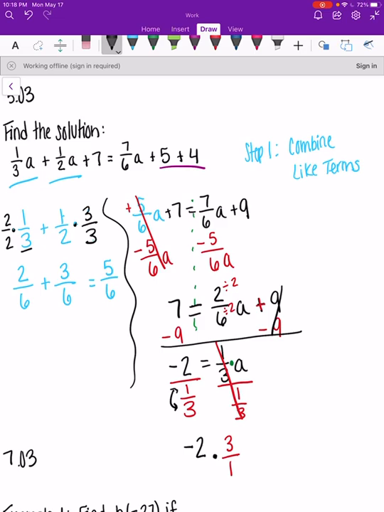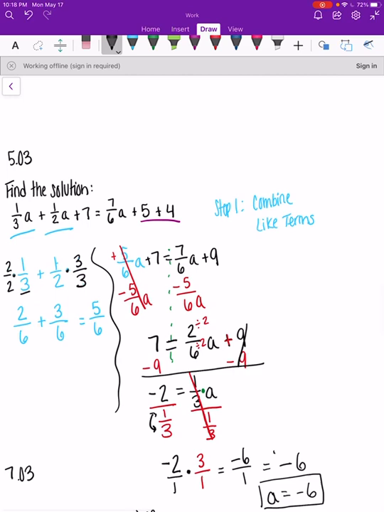So now I just need to multiply these two numbers together. So I'm going to put 2 over 1 to make it a fraction. Negative 2 times 3 is negative 6. 1 times 1 is 1. And then negative 6 divided by 1 is negative 6. So a equals negative 6. So it's kind of a lot of work to do to solve for that.